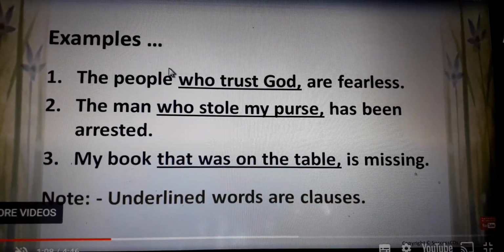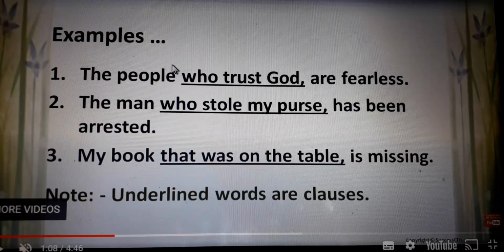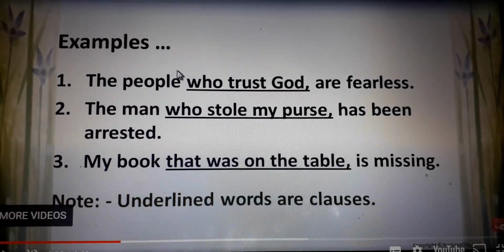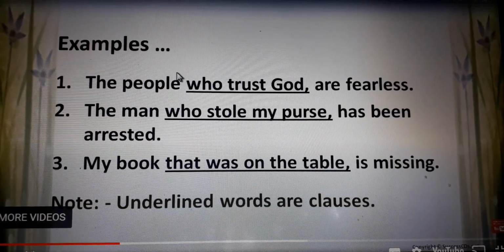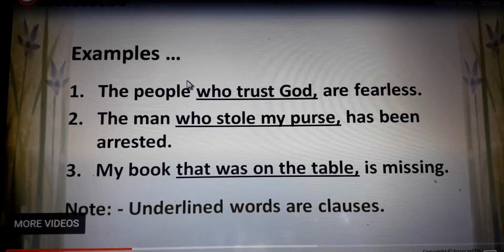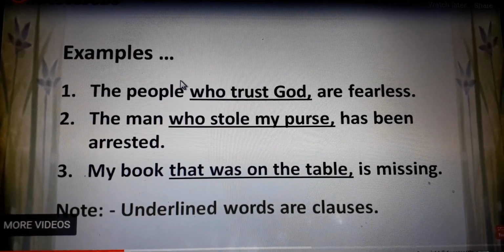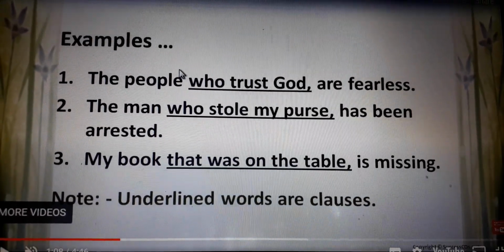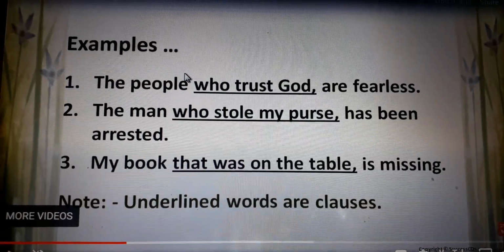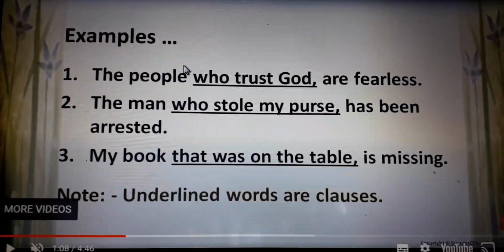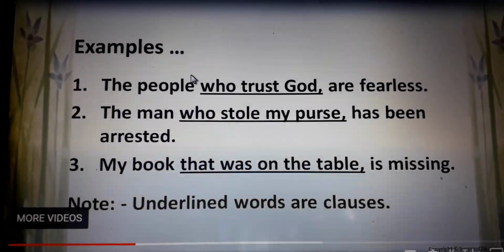Now here in the first sentence, "who trust God" is a clause. How? "Who trust God" is a group of words which makes some sense but is still not independent to make a complete sense, right? And here "who" is a subject and "trust God" is a predicate, right? So "who trust God" is a clause here.